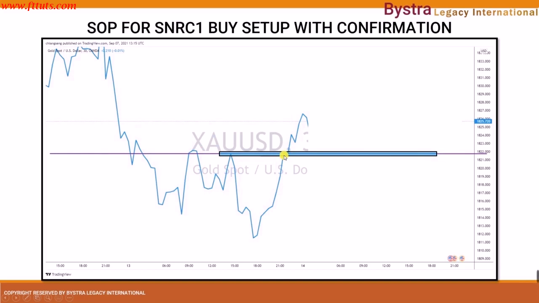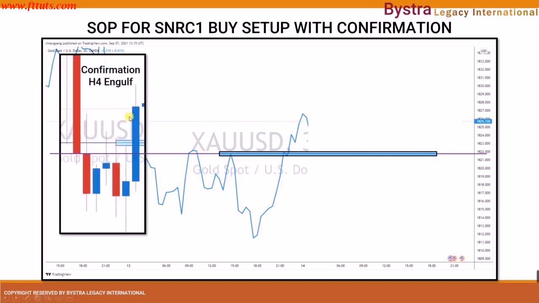Next thing, this time what we should do is that we do not have the trend line as our confluence, but we do have the confirmation at the higher time frame. So we need to use the multi time frame analysis. Very important. Multi-time frame analysis is the key for us to find confirmation at the bigger time frame.